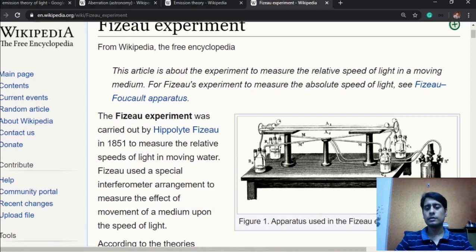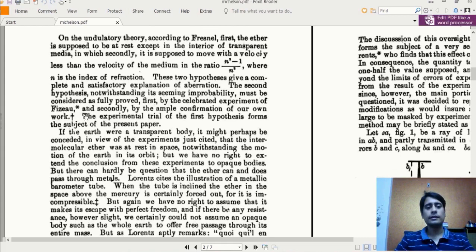And secondly, by the ample confirmation of our own work. So previously there were some experiments conducted with the interferometer, the same kind of setup by Michelson. Based on those works, the experimental trial of the first hypothesis formed the subject of the present paper. So this was the historical background, and also based on their own experiment, they tried to conduct more experiments to verify the existence of ether.